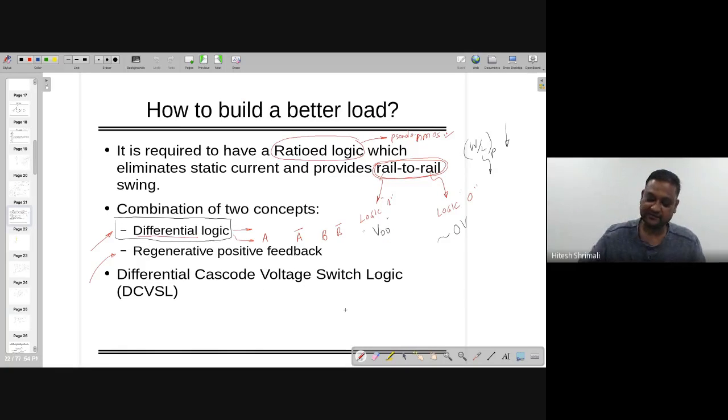So let's again revisit how to make a better load or better ratioed logic and better rail-to-rail output. I'm going to use the differential structure, and I'm going to make the regenerative positive feedback. So this is what I'm going to do, and I am going to design a new circuit, which is known as differential cascode voltage switch logic, which has both names. You can understand differential also and cascode also. Now you can understand this is not cascade, but this is a cascode, right? So this is what we are going to build maybe tomorrow.